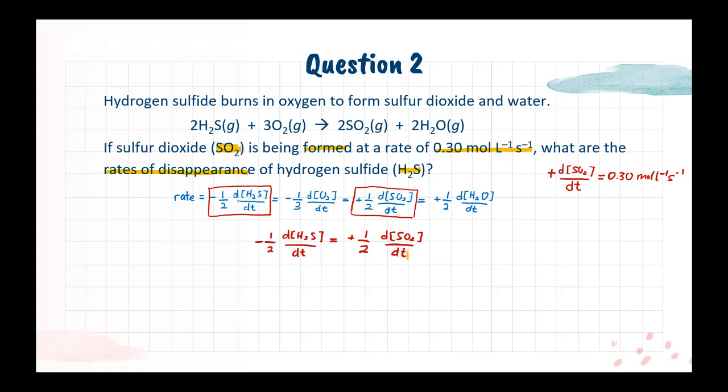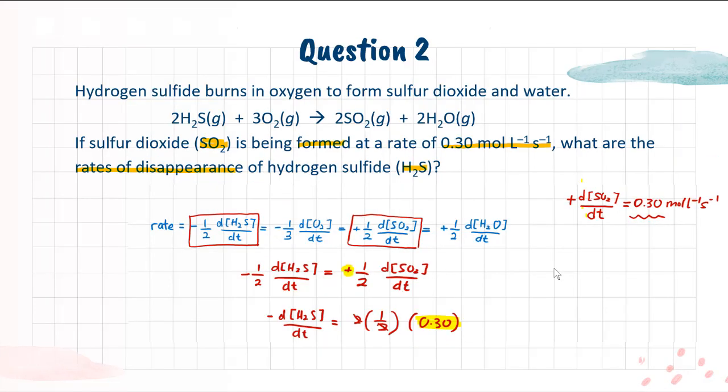Now we want to find the rate of disappearance without any denominator or coefficients, so we try to rearrange it. We bring the 2 over to the other side. So now it becomes negative d[H2S]/dt, and this 2 is brought over to the top, so we have 2 times 1/2. Then this positive d[SO2]/dt has a value of 0.30, so you substitute 0.30 in the bracket here.